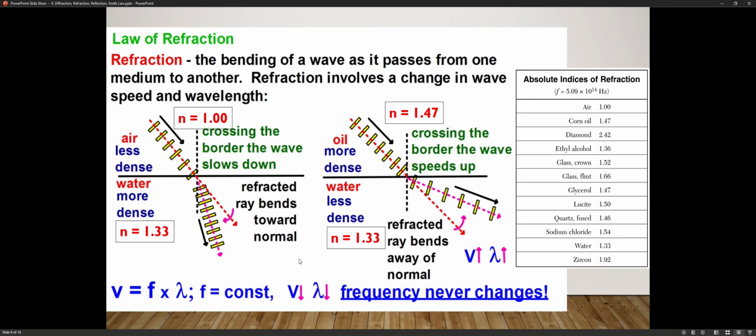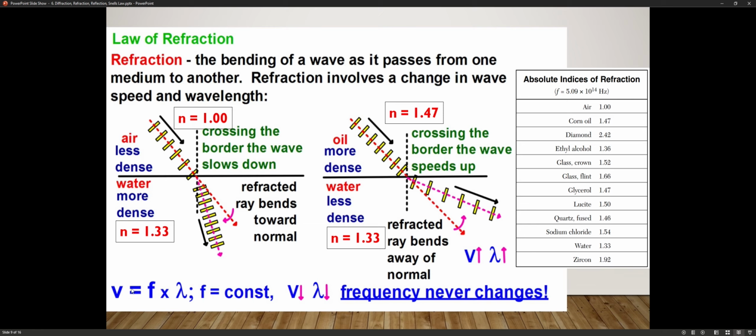And now we get to the law of refraction. So refraction is the bending of a wave as it passes from one medium to another. And refraction involves a change in wave speed and wavelength. And here's the most important part. The frequency of the light wave does not change. It never changes as you go from one material into another.